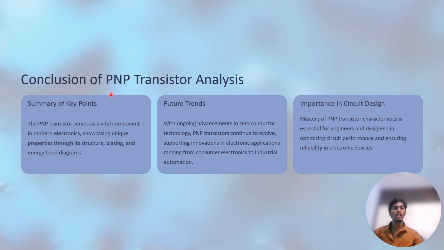In conclusion of the PNP transistor analysis, there are some key points. The PNP transistor serves as a vital component in modern electronics. As I said earlier, we use a PNP transistor in different types of applications like amplification, oscillating applications, and some electronic devices and voltage regulation devices. And next, future trends: with ongoing advancement in semiconductor technology, the PNP transistor continues to evolve. The PNP transistor is important to voltage regulation devices and amplification devices.